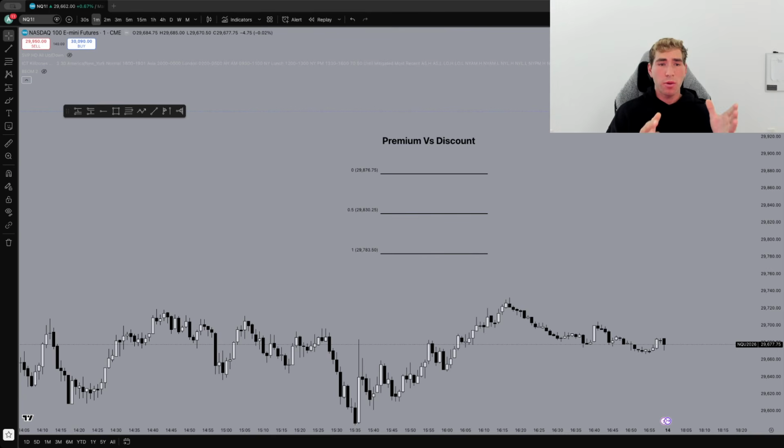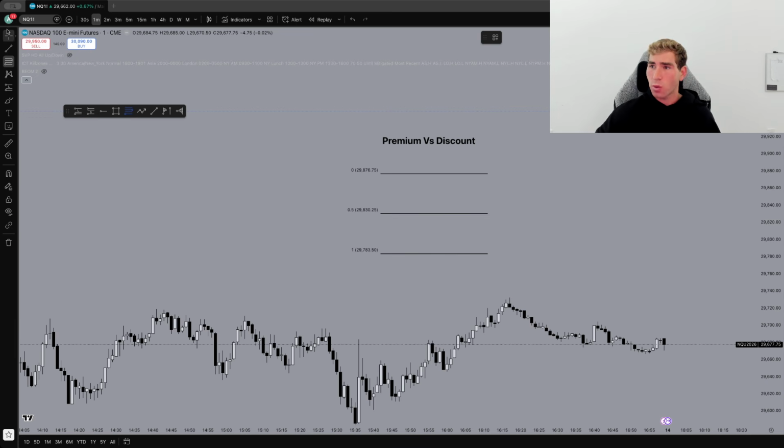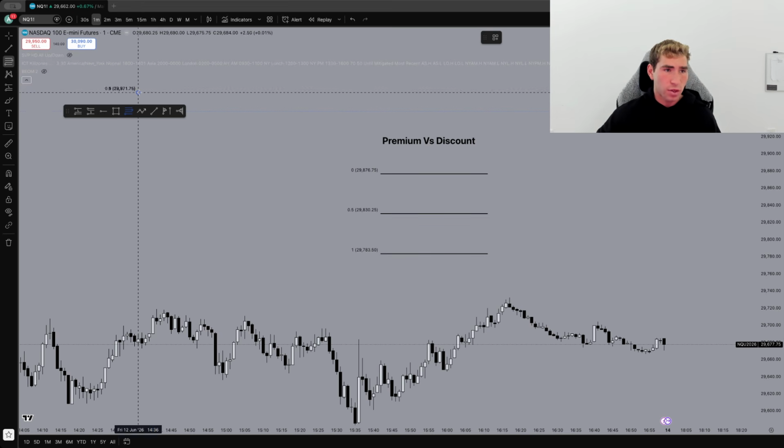Alright, so what is premium and what is a discount? These are the concepts that actually help me dictate whether I should long or I should short in the given range. So first off, you're going to grab your fib tool. If you don't know where the fib tool is, it's under here, I believe the third one on the top left. You're going to grab your fib retracement tool. I have it favorited.